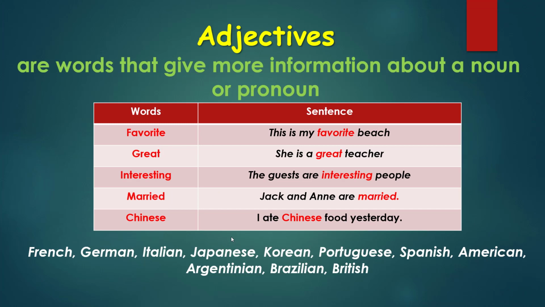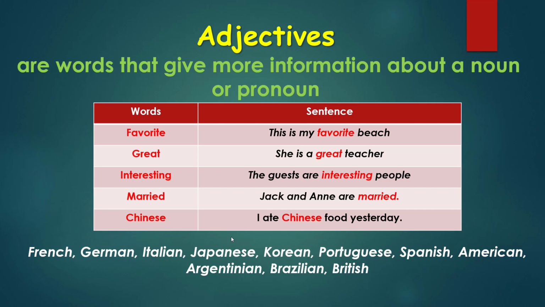What are adjectives? Adjectives are words that give more information about a noun or pronoun. Examples of adjectives are as follows: favorite, great, interesting, married and Chinese. This is my favorite beach. Favorite is an adjective which describes the noun.